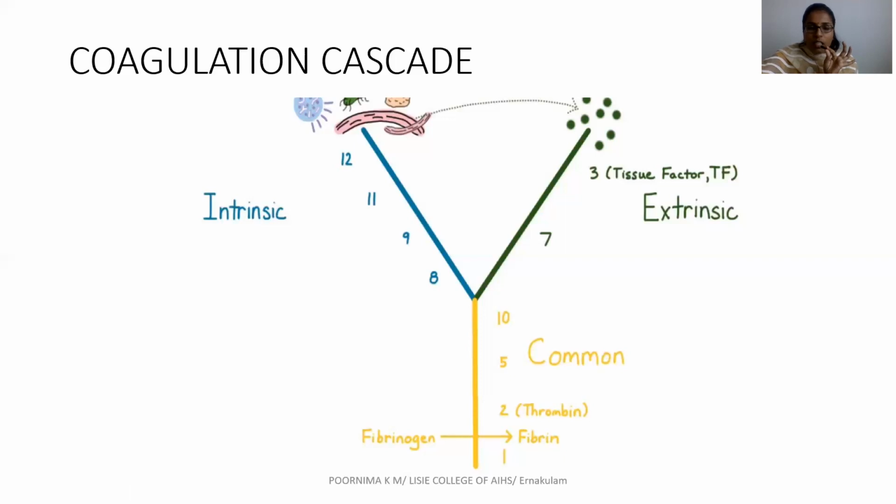The test detects whether there are any deficiencies of the coagulation factors involved in the intrinsic pathway and common pathway. Here, the intrinsic pathway is initiated by factor 12. Here you can see factor 12 initiates the succeeding components. So we can say that the intrinsic pathway is initiated by factor 12. Once the tissue or the blood vessel is damaged, it causes exposure of the collagen. Exposed collagen causes release of von Willebrand factor.